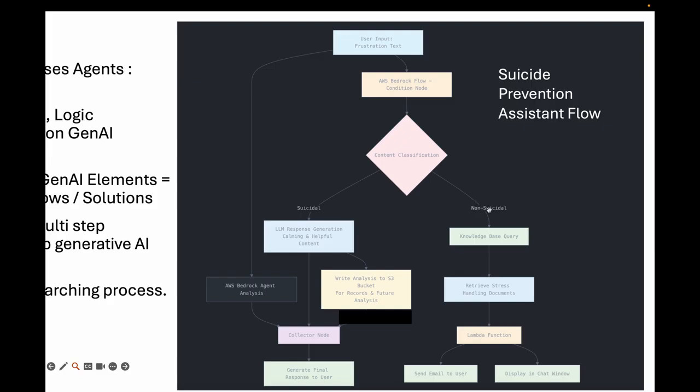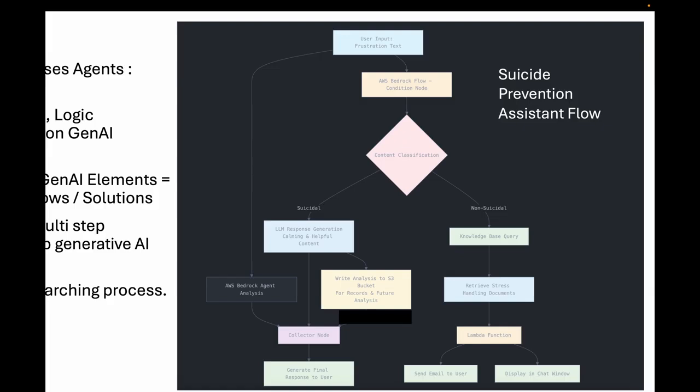Now if the content is non-suicidal, we will tell the user, hey, looks like you are stressed. So we have a stress directory, right? Stress related information stored in a PDF in our knowledge base. We will query our knowledge base and get that particular information as a practical tool to reduce stress. Then we will give it into a Lambda function, right? This is to show how your AWS Bedrock Flows can use Lambda as one of the elements, right?